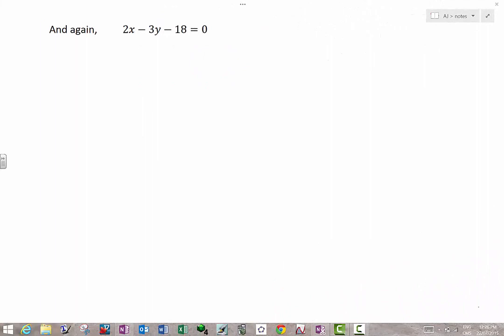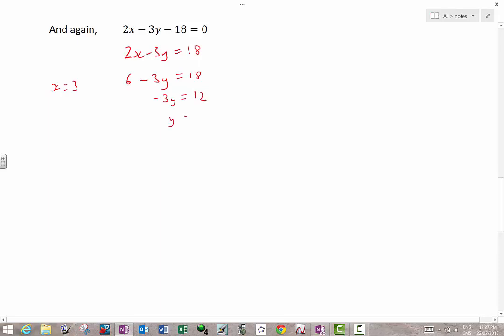And here's a second example, and we'll try to find some points which lie on 2x minus 3y minus 18 equals 0, or perhaps more easily 2x minus 3y equals 18. So if x is 3, say, then 2x would be 6. So 6 minus what equals 18? Well, minus 3y would have to equal 12, so y would have to equal minus 4. So (3, -4) lies on this line.